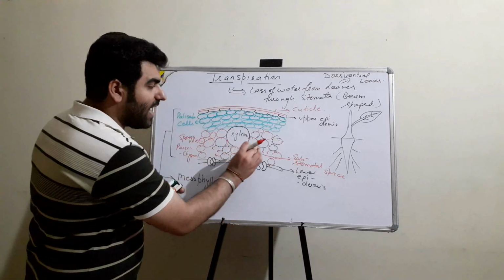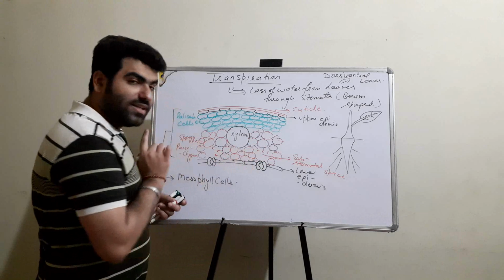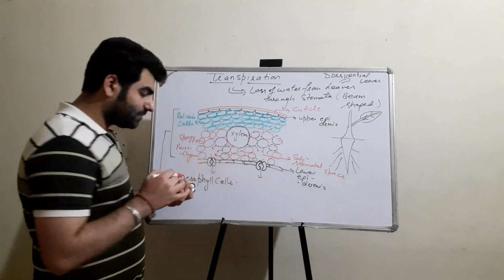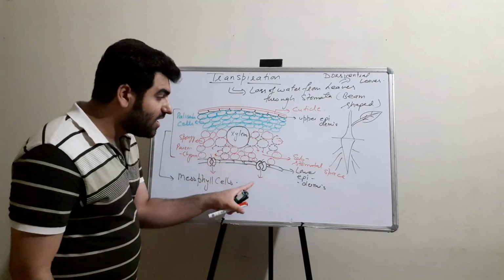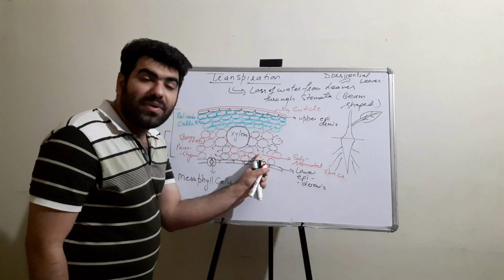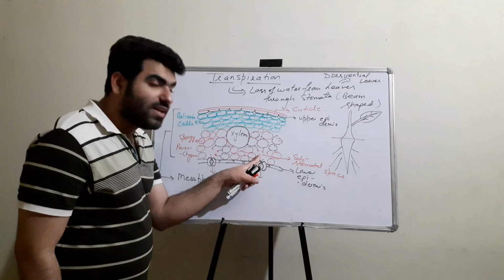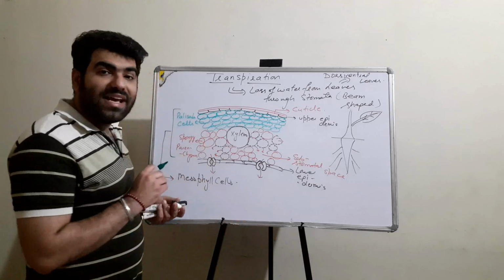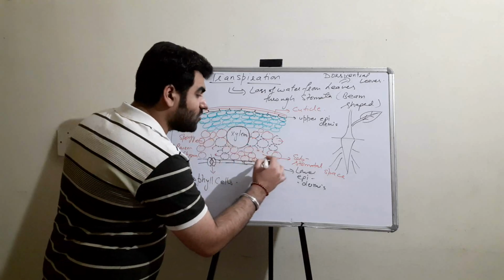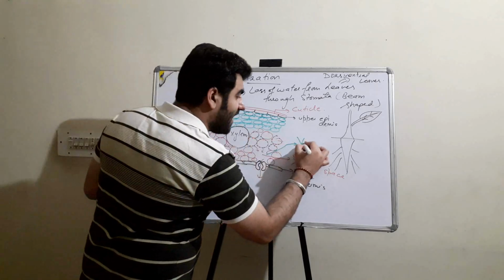Here we'll only know that the water from these spongy parenchyma cells will enter the substomatal space and when the stomata open, this water will be lost. Now when this water is lost from this space, a vacuum will be created because the vapor has been lost. This empty area will be a region of low pressure. So after the loss of water, the vacuum will be created.